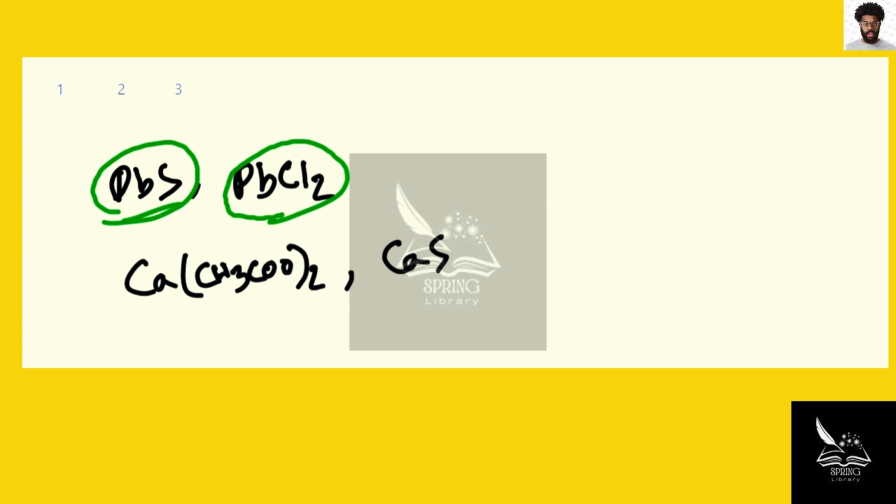Now, as I've already said, all the acetates are water soluble. That means calcium acetate is also water soluble, and it will not form a solid precipitate. And then if we look at calcium sulfide, we'll see that most of the sulfides are water insoluble, but there are some exceptions, and calcium is an exception. That means calcium sulfide is water soluble, and it will not form a solid precipitate.